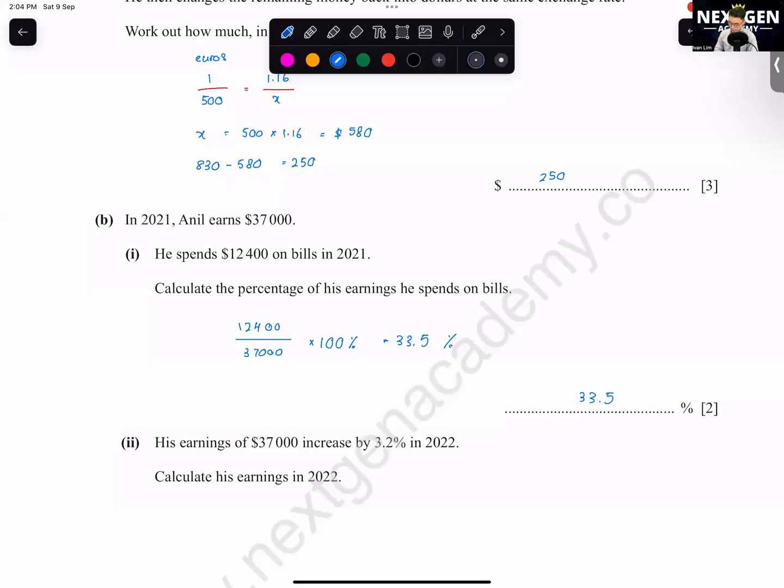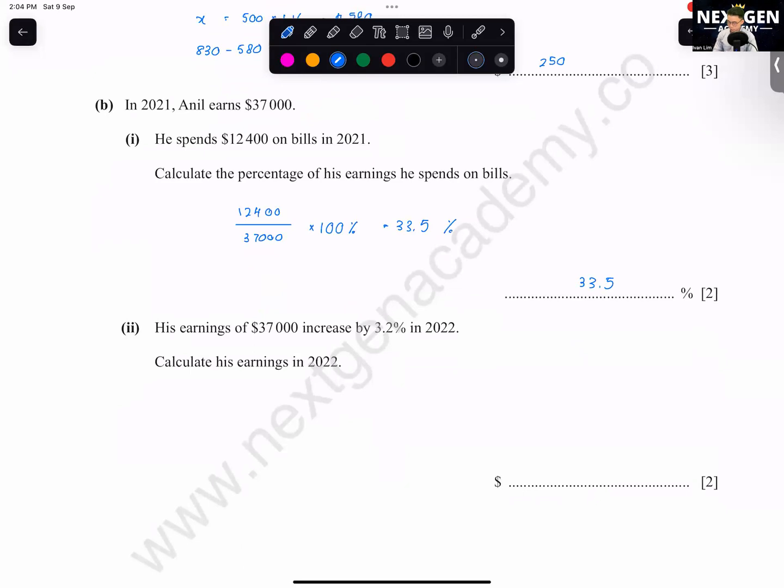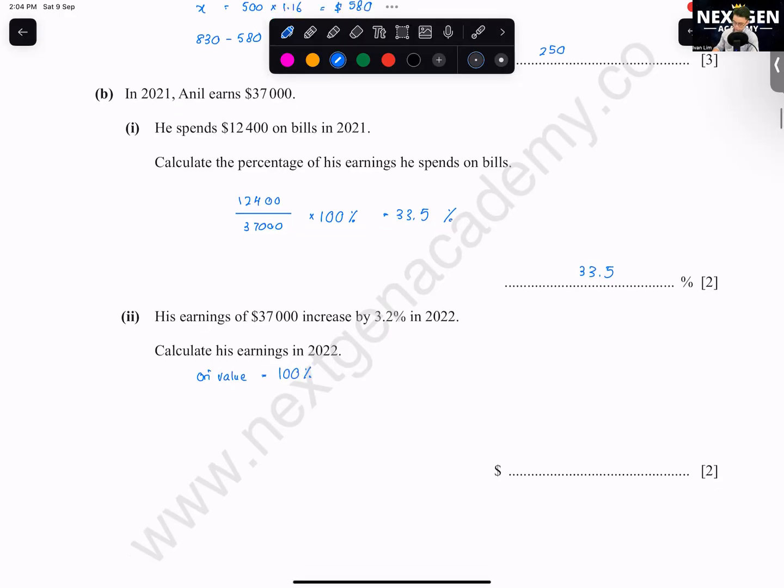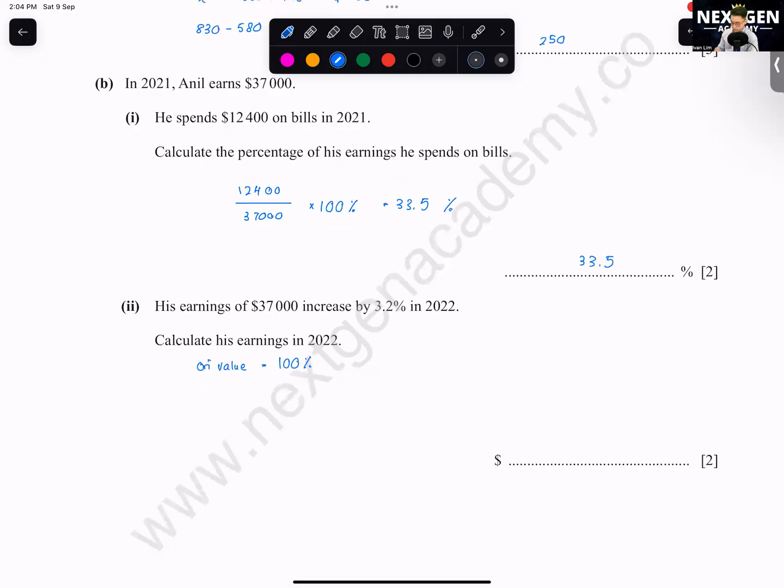Okay, question C. His earnings of 37,000 increased by 3.2% in 2022. Calculate his earnings in 2022. Okay, what did I mention about original value? Original value will always be 100%. This is what we need to remember. So right now, he increased by 3.2%. So if you want to find the extra 3.2%, you can just put that right now he is earning 103.2. Then his original amount is 37,000 and 100%.